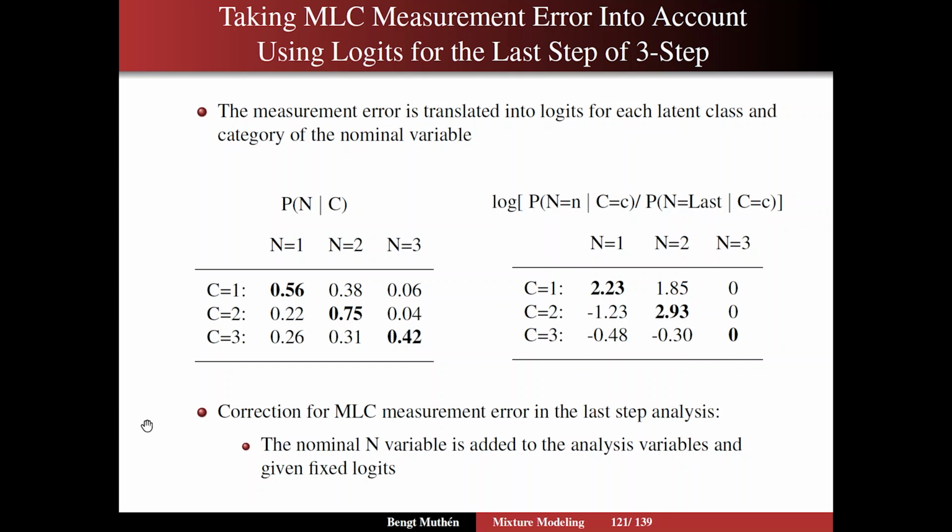So we make a correction for this most likely class measurement error in the last step analysis, where the nominal n variable is added to the analysis variables and given these fixed logits. They come from the P(n given C) table, which comes from the posterior probabilities for each individual.